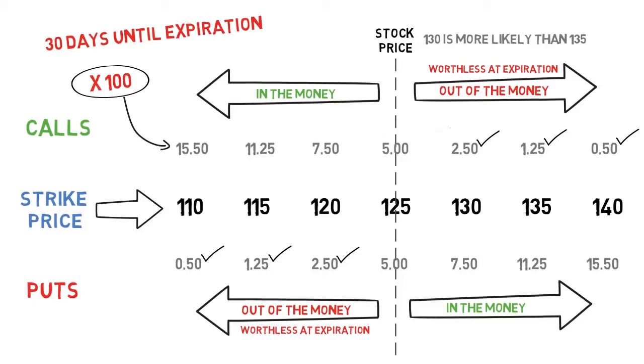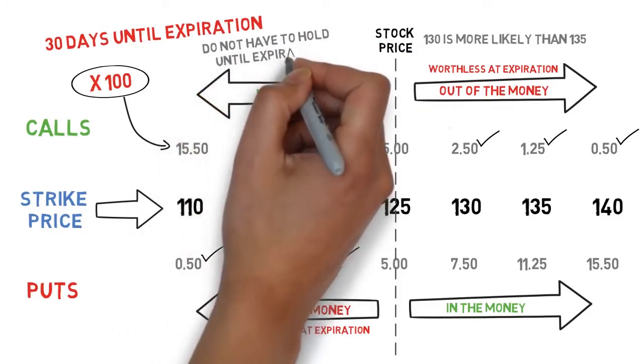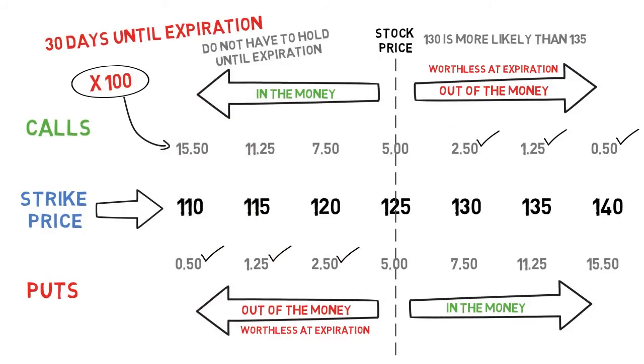Now, a common misconception is that you have to hold your position until the expiration. This isn't true. If you buy a call option today that expires in 30 days and the stock goes up overnight and your call option is now worth $100 more than it was when you bought it, you can sell it for a profit. The expiration date of 30 days does not mean that you have to hold the position that long.